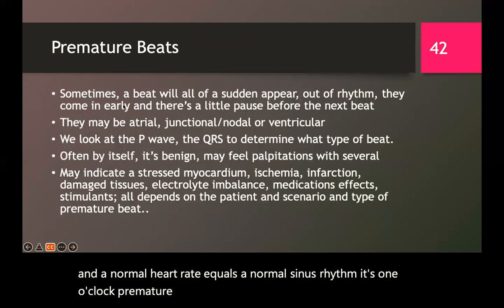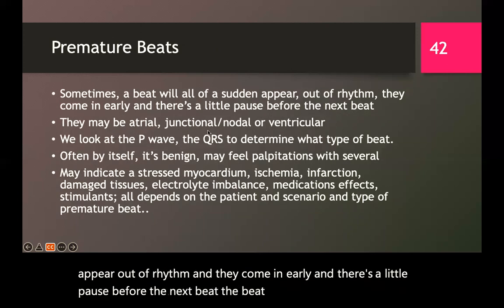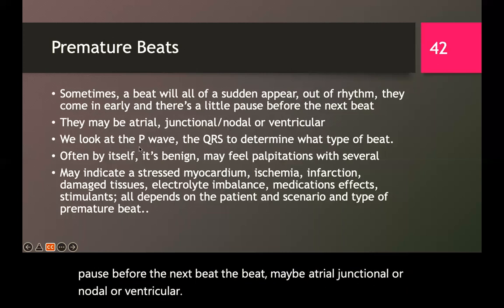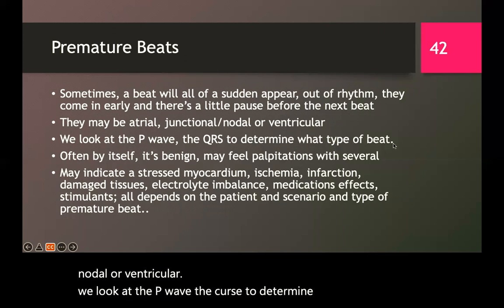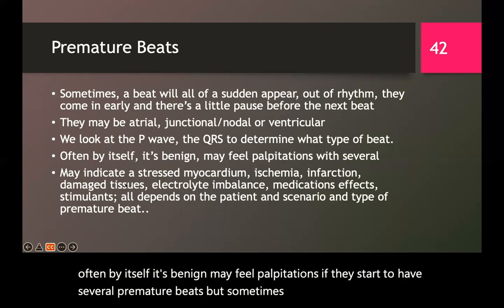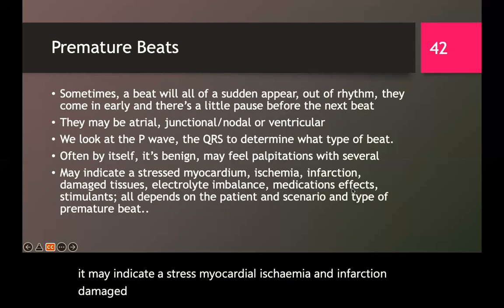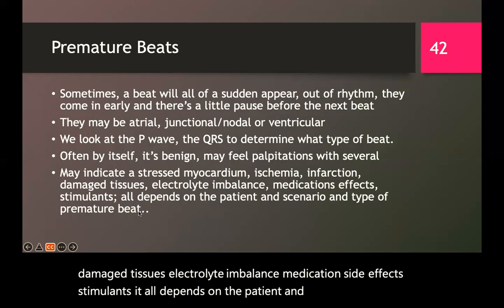Premature beats. Sometimes a beat will all of a sudden appear out of rhythm, and they come in early and there's a little pause before the next beat. The beat may be atrial, junctional, or nodal, or ventricular. We look at the P wave and the QRS to determine what type of beat. Often by itself, it's benign. They may feel palpitations if they start to have several premature beats, but sometimes it's just a random thing. It may indicate a stressed myocardium, ischemia, an infarction, damaged tissues, electrolyte imbalance, medication side effects, or stimulants. It all depends on the patient and scenario and type of premature beat.